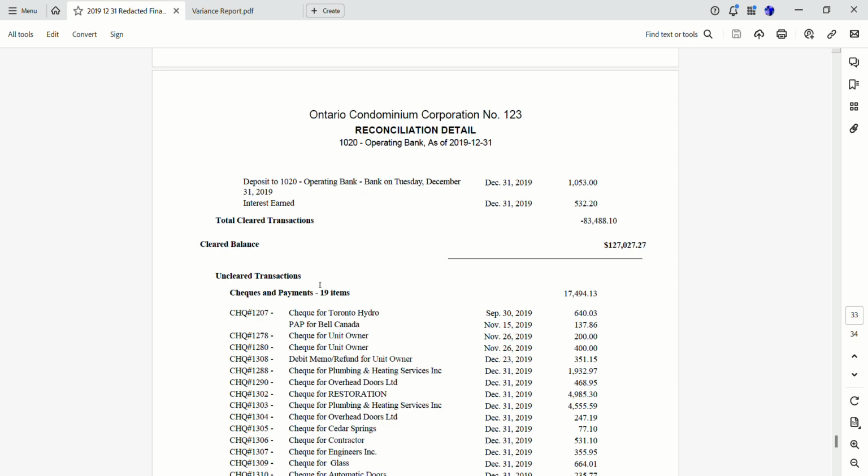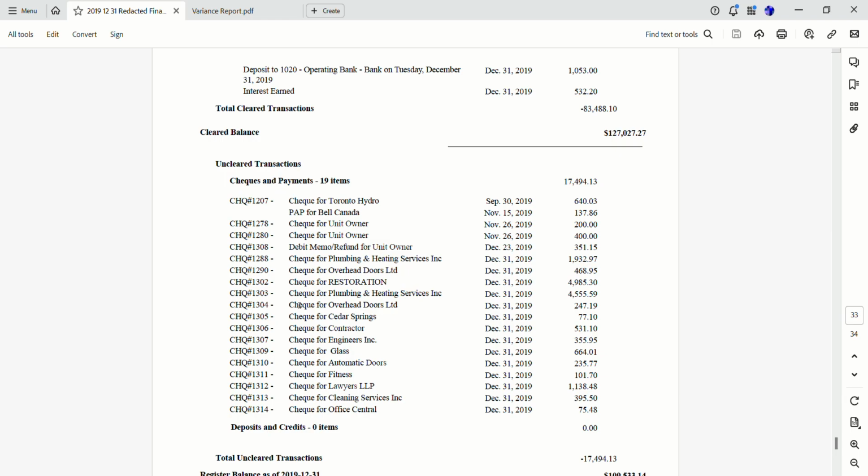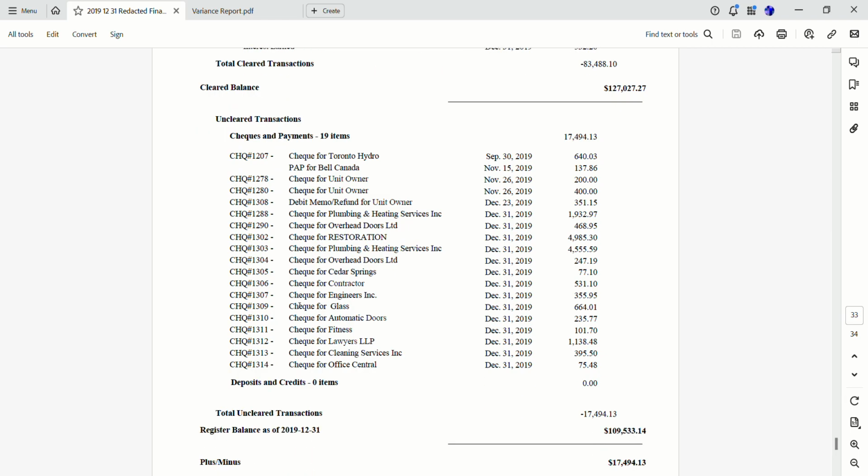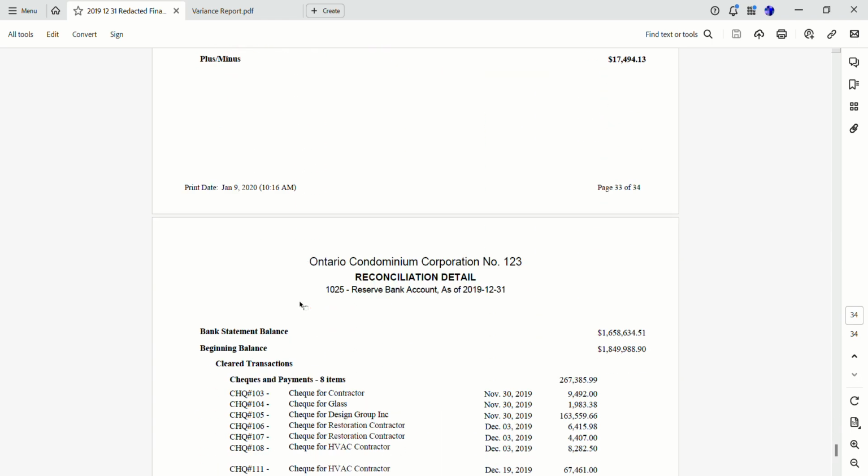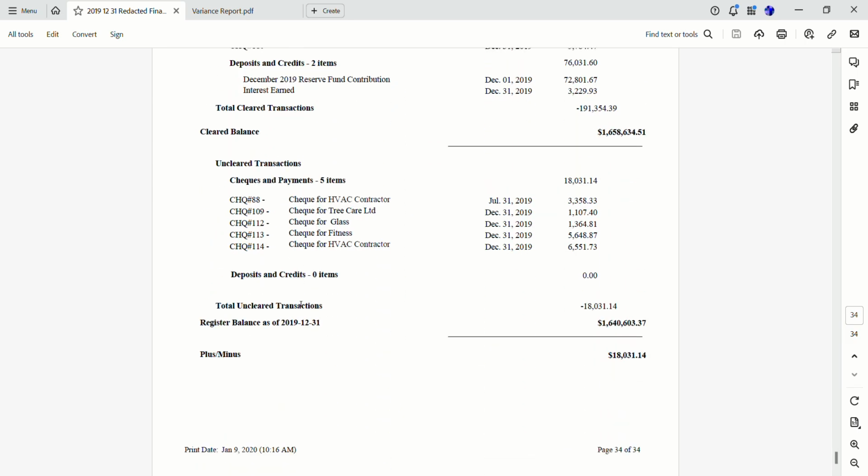We will focus on that because a check has a 6-month validity. If the contractor didn't receive it or they lost it, we need to ask the accounting department to reissue it. That's pretty much the financial statement presentation. If any of you has questions, please let me know. Thank you.